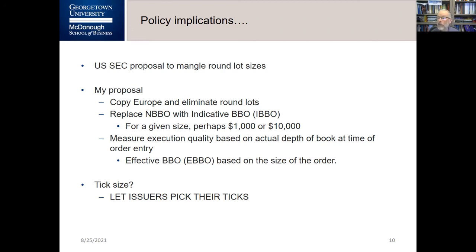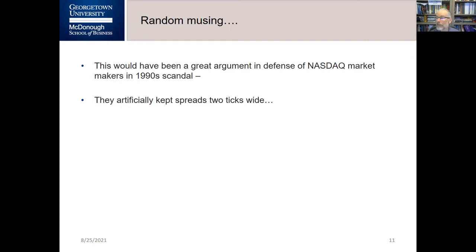I apologize. Policy implications. I think the US should follow Europe and get rid of the stupid, archaic round lot that we have. In my comment letters to the SEC, I put in details on that. As far as tick size goes, let's think about who has the skin in the game. Who has the knowledge? It's the issuer. We should let the issuer pick the tick size from a menu that is easy enough for the exchanges to implement, and it gets the exchanges and the regulators out of the business, because they usually do a fairly crude thing.